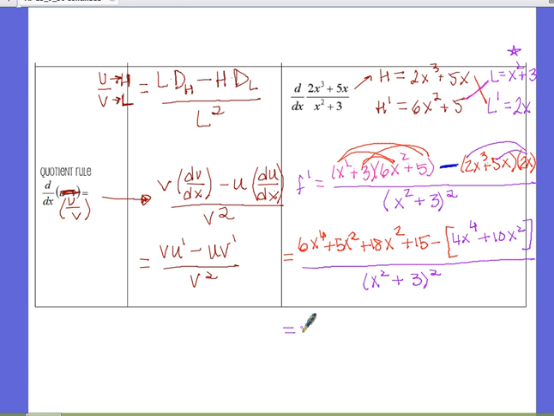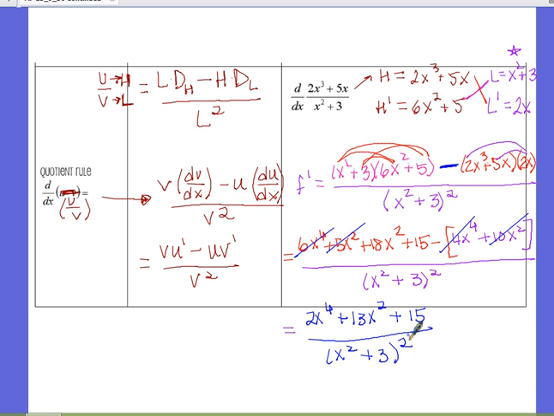So x to the 4th, you have 6x to the 4th minus 4x to the 4th. That gives us 2x to the 4th. 5x squared minus 10x squared is negative 5x squared. 18x squared plus, ooh, didn't notice that guy. So plus 18x squared, and that actually gives me, let's see, 18 minus 5 would give me positive 13x squared, and then plus 15 all over x squared plus 3 squared.